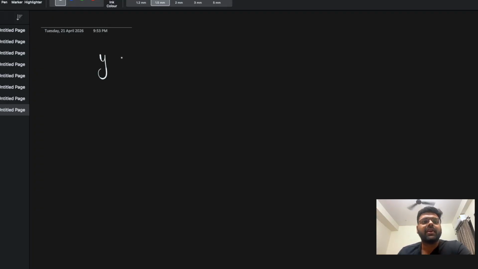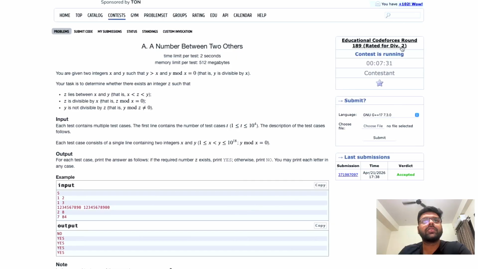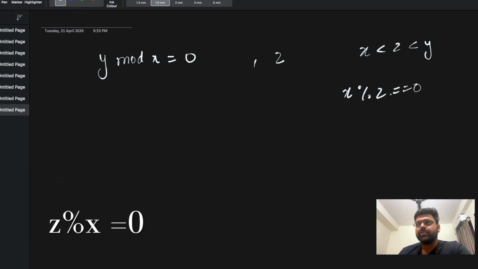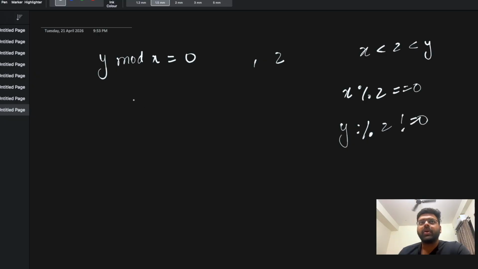So the question is, given that y mod x is equal to 0, we need to find some z which is between them. I'm not sure if it could be equal, yeah, so it is not equal, it's just between them. And there is a condition that x mod z should be equal to 0 and y mod z should not be equal to 0.